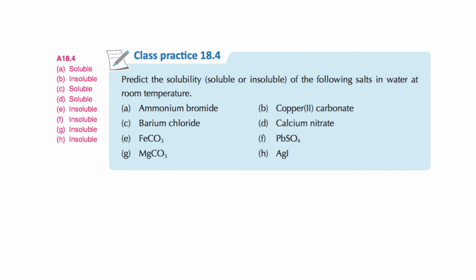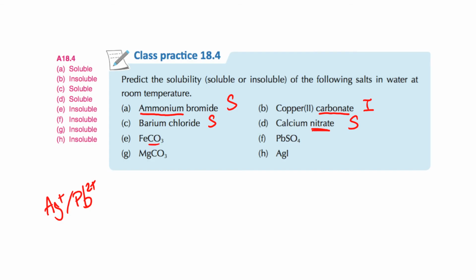So, quick practice. You need to predict whether they are soluble or insoluble. Question A, you see ammonia, so it must be soluble. Question B, carbonate. Most of the carbonates are insoluble, except Na+, K+, NH4+. C, chloride. Most of the chlorides are soluble, except Ag+ and also Pb2+. So that will be soluble. Remember, with this video, you can pause it and do it on your own first before listening. Part D, calcium nitrate. Whenever you have nitrate, it must be soluble.